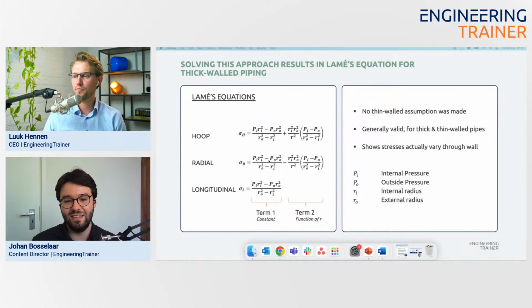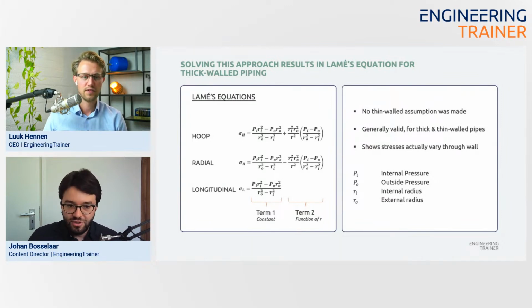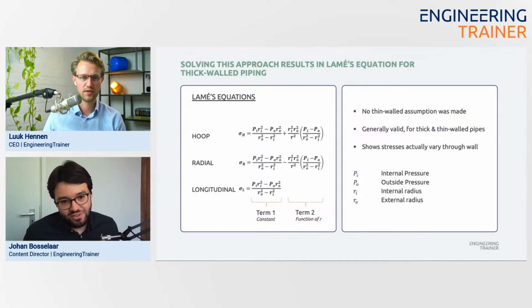I mean, only by comparing, for example, the equation for the hoop stress from Lamé's equation to the equation we started with, PD over 2T, the difference is significant. Yeah, you can see it. So you mentioned it, these equations are called Lamé's equations. So they have a name.